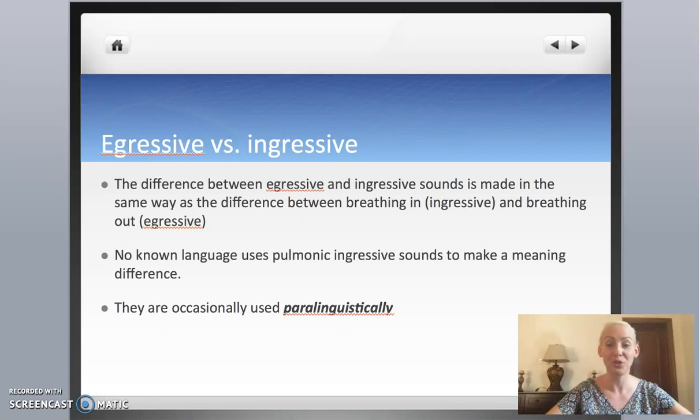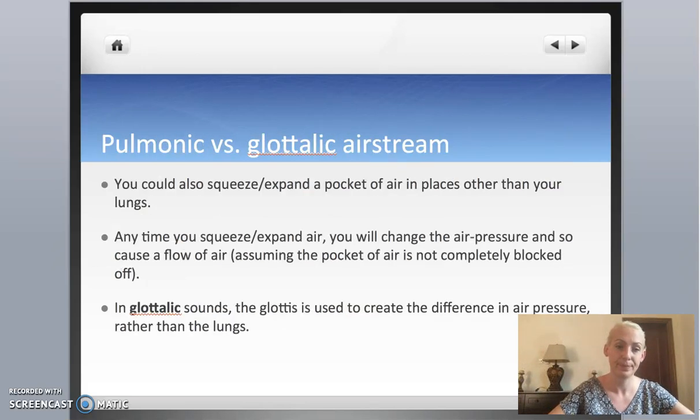And of course, you know this is the sound that we make when we are surprised or shocked, but we don't use that for speech. And no language that we know uses pulmonic ingressive airstream. So these sounds are only used paralinguistically, meaning they have a meaning like shock or surprise, but they're not used for language. However, there are other types of airstream used for language.